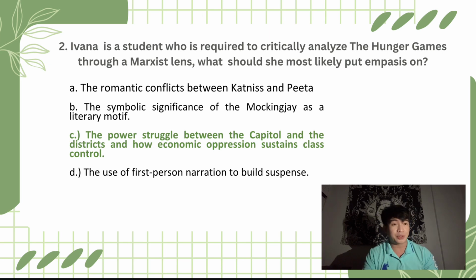Now let's have letter B. Well, symbols are more about meanings and themes, while Marxist critics care more about class and economic struggles. Letter D. Well, this is about how the story is told through the narration, not about class and power. That's not what Marxist critics focus on. So the correct answer is letter C.